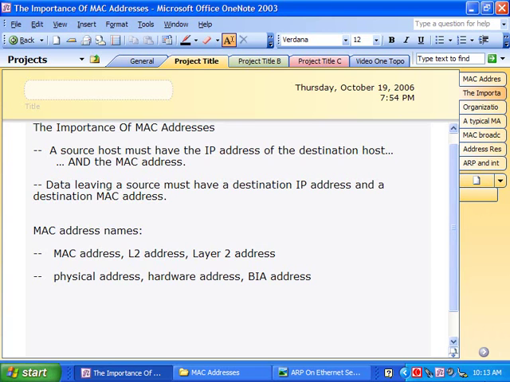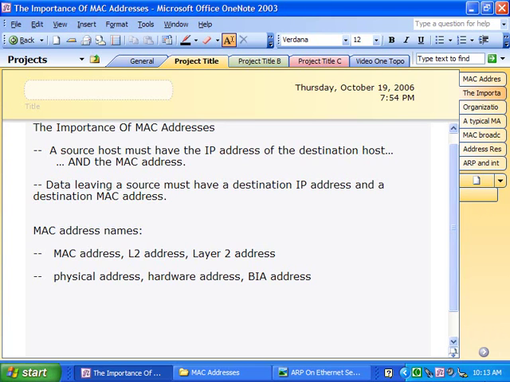Now, there are NICs now that allow you to configure your own MAC address. And we're going to talk about that because that can be a little dangerous. But right now, I just want you to keep in mind, when you hear the term physical address, what they're really talking about is the MAC address itself.